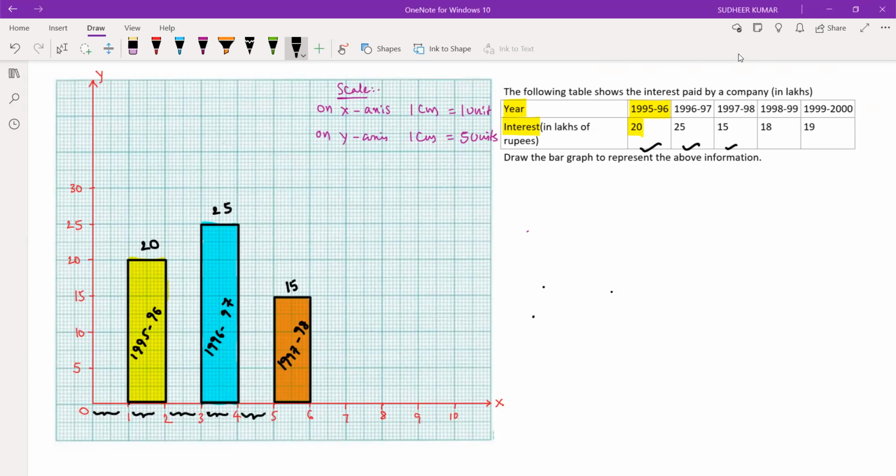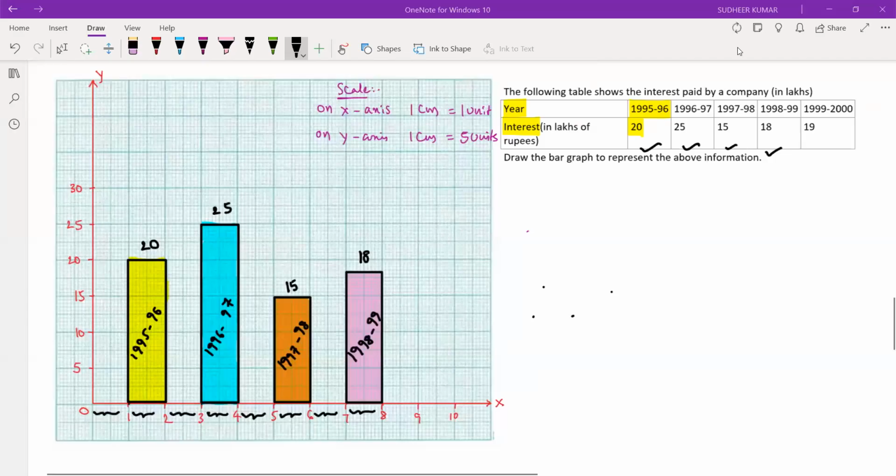I left the same width, 1 centimeter, and I use 1 centimeter as the width of the next bar. It's the same concept again. Leave a 1 centimeter gap, and we'll use 1 centimeter as the width for the next bar. So this is the next bar for the given data. 1998 to 99 is 18.